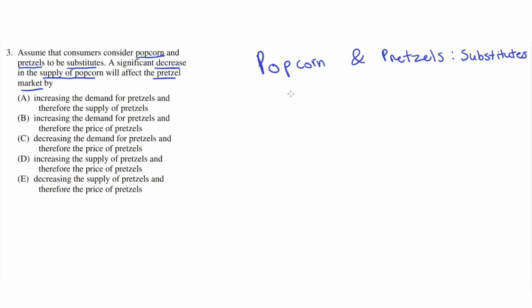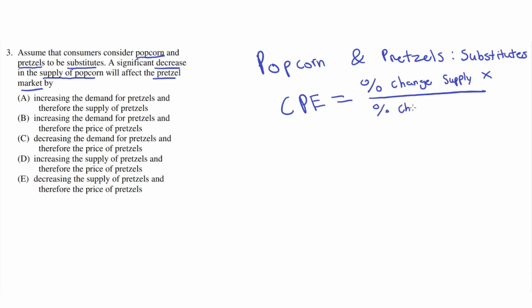So for this question, we'll use the cross-price elasticity formula, which is equal to the percent change in supply of, let's call this good X, over the percent change in price of good Y. And because these are substitute goods, a key note here is that with this formula, the result will always be positive.